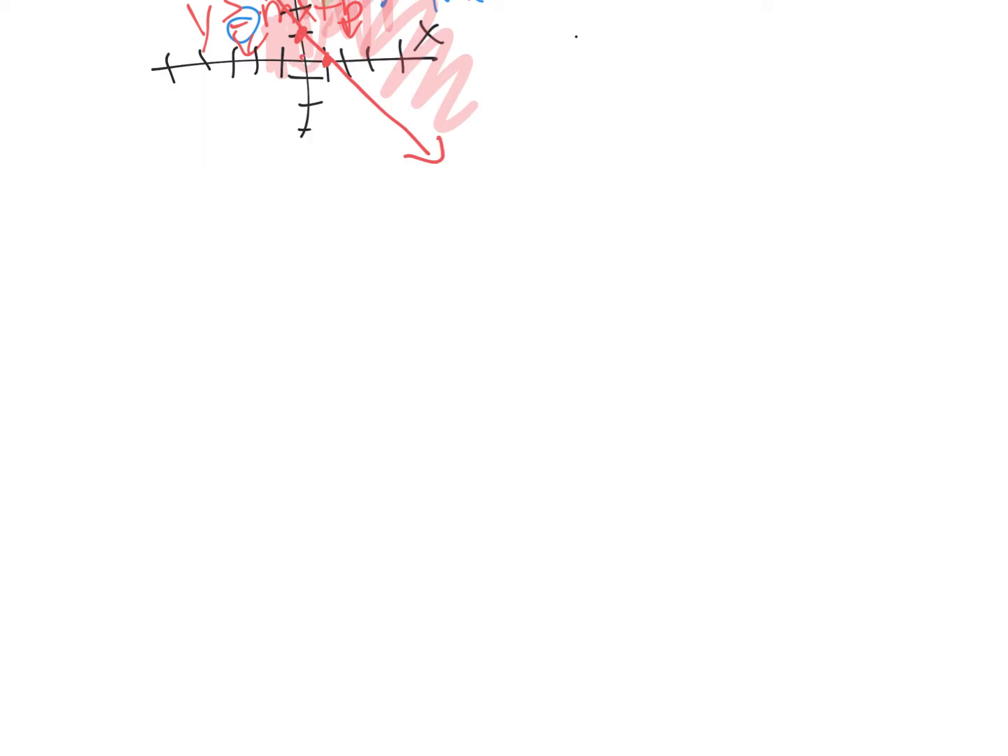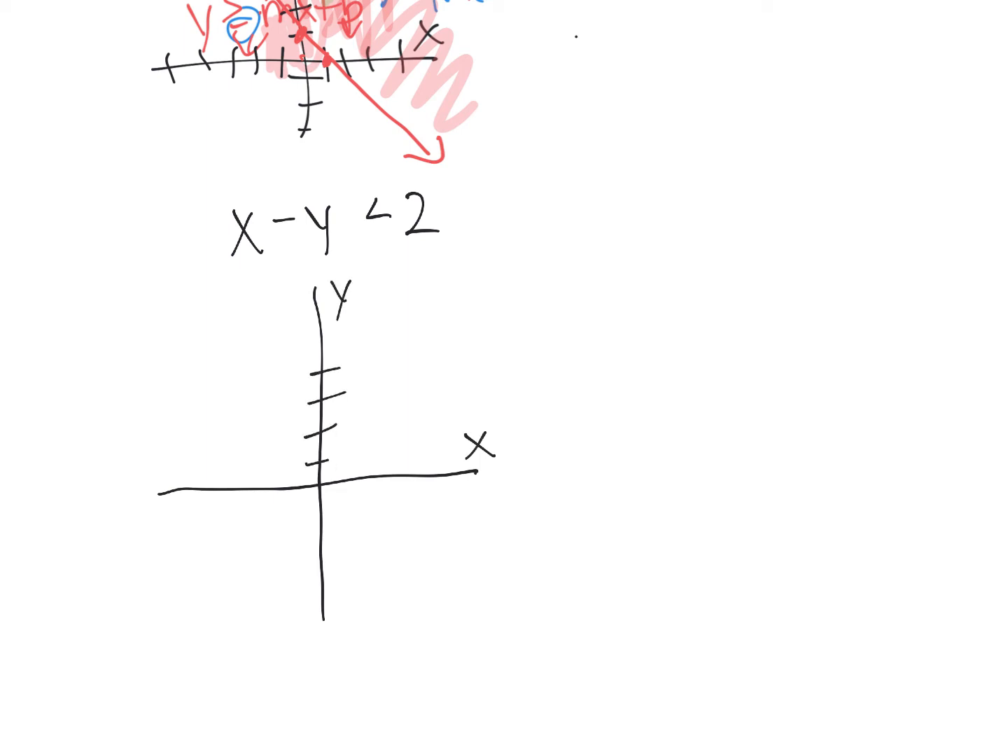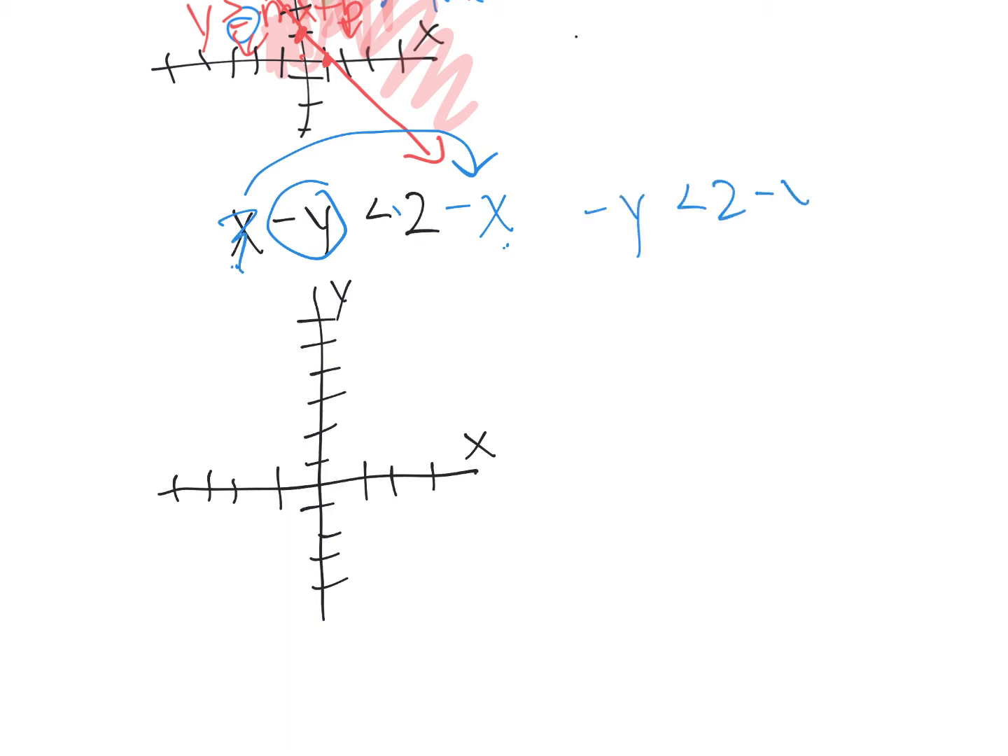Okay, let's look at one we have to rearrange. So we have x minus y is less than 2. We're just going to do our coordinate plane. And hopefully you notice that y is not by itself, so I need to move this. I need to move the x over to the other side. It is a positive x on the left, so it needs to be a negative x once it crosses that inequality. And so now I have negative y is less than 2 minus x.